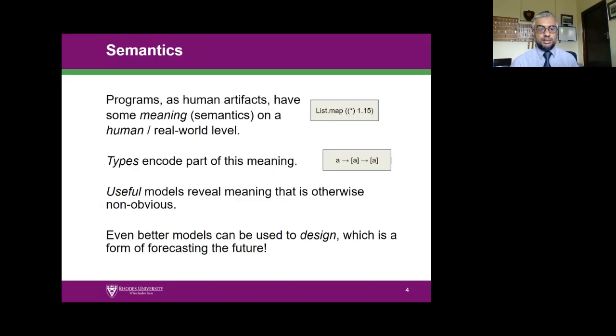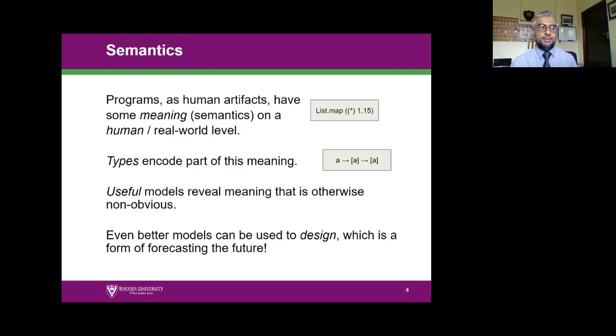Programs, as human artifacts, have some meaning on a human level. Here we see some F# code to multiply a list elements by 1.15. That is its meaning to the program. But in human terms, in my country, this will calculate the sales tax on most common goods. So its human meaning is that it calculates our sales tax. Now, types help to encode part of that meaning. One of the good books on this is Domain Modeling Made Functional, and there are many other references about the same idea.